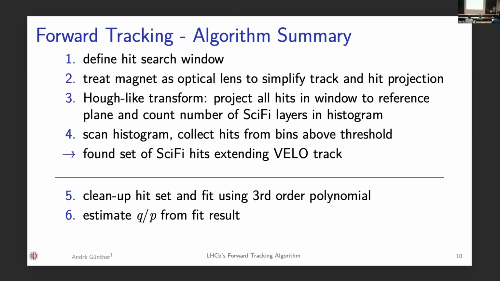So to summarize what I've just told you, we have this hit search window, then we have a simplified track trajectory. We do something like a Hough transform to find these sets of hits. And if we have this set of hits, then we do some post-processing. We clean this set up. We have to fit a polynomial to it to extract some track parameters. And from these track parameters, we can, in the end, make an estimate for the momentum and the charge.